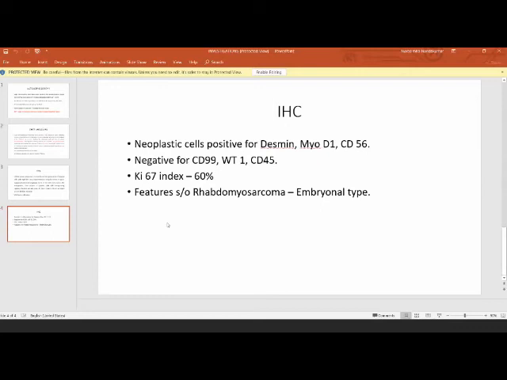Yes. And just for my information, the CD99, WT1 is all ruling out Wilms tumor and other things, right? I will tell, sir. CD99 is usually for a PNET, Ewing sarcoma. WT1 is for Wilms tumor. CD45 is leukocyte common antigen to rule out lymphoma.